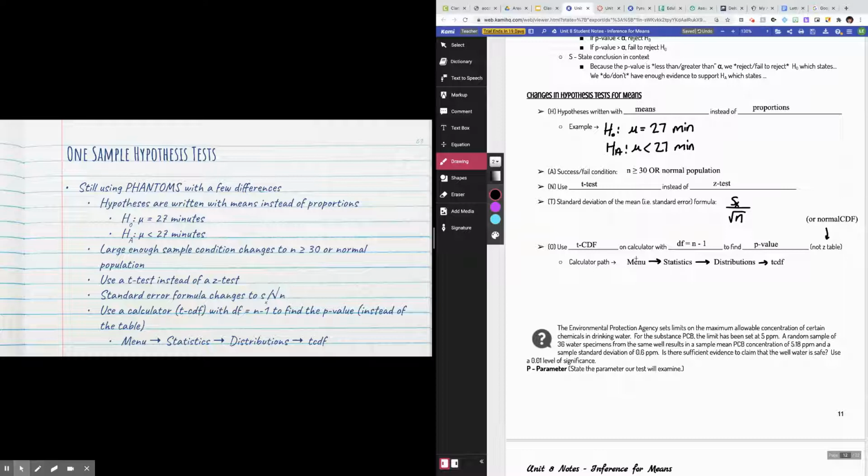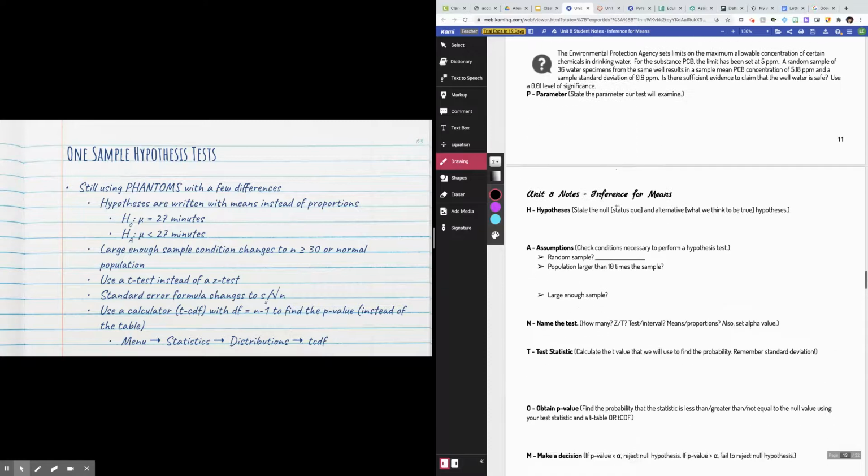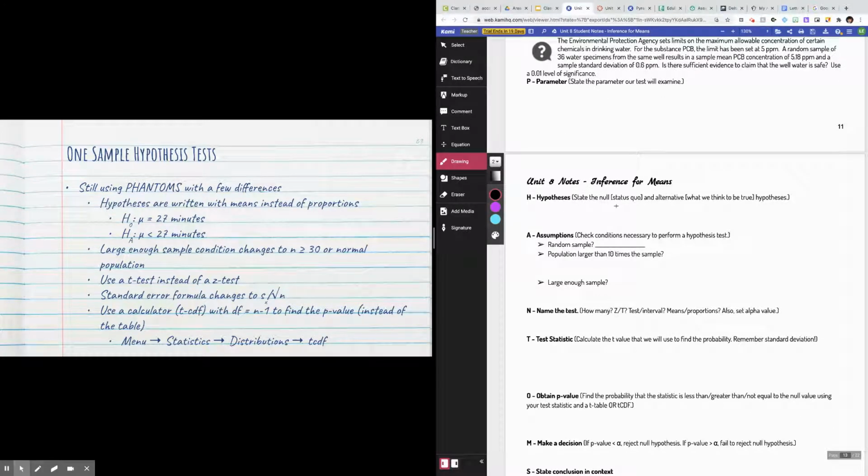Other than that, everything else remains the same. So it's these 1, 2, 3, 4, 5 changes, which I know seems like a lot of changes, but intuitively, I'm hoping a lot of them make sense. And a lot of them, you're just changing one calculator command, or you're swapping out a standard deviation, writing the hypotheses a little bit differently, etc. So I have 2 examples for you. I'm going to do the first one, and then I'm going to have you try the second one out.